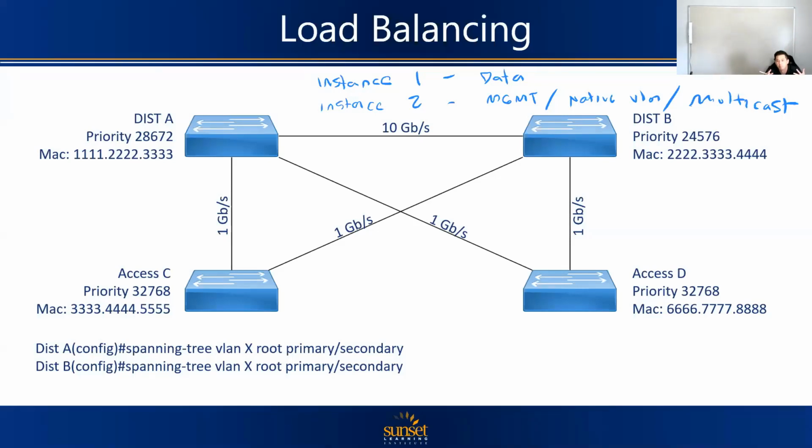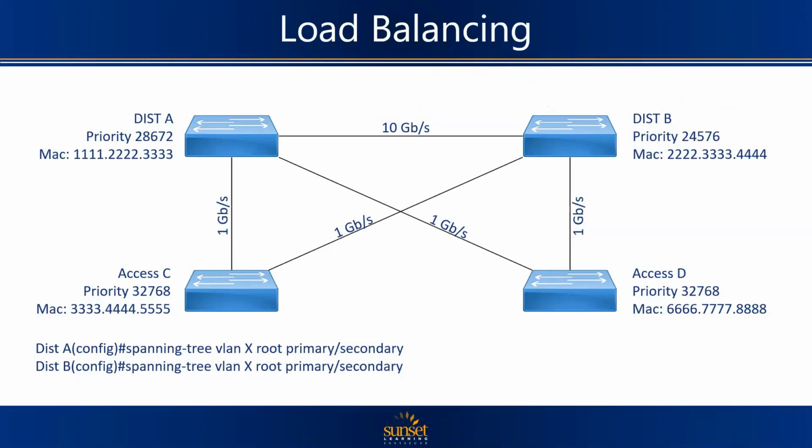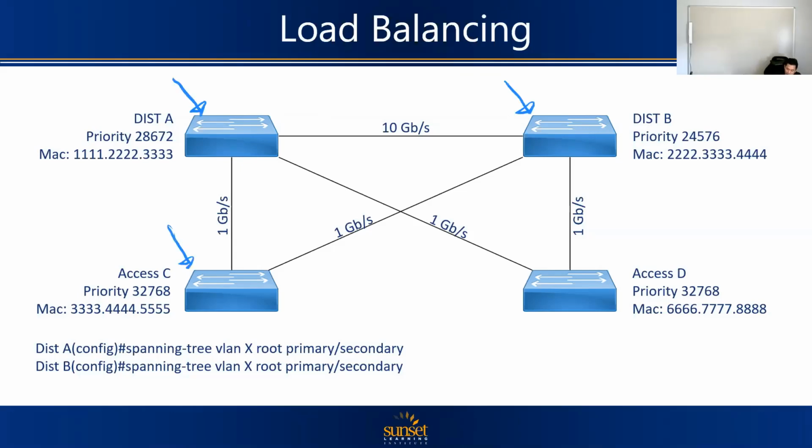Okay. Thank you. But you have to remember, if you create multiple instances, you will have to go to each switch and create the same instance on every single switch and make sure that your information is correct on every switch. It doesn't do you any good if your instance 1 on distribution A doesn't match up with distribution B's information for their instances. Does that make sense?